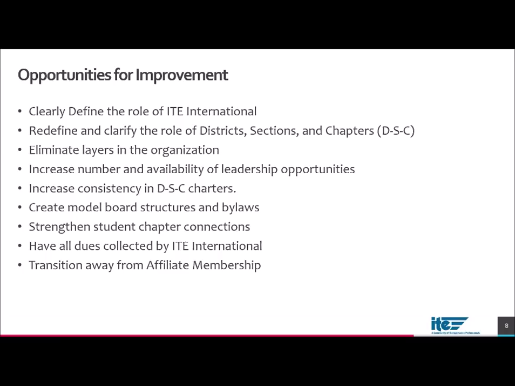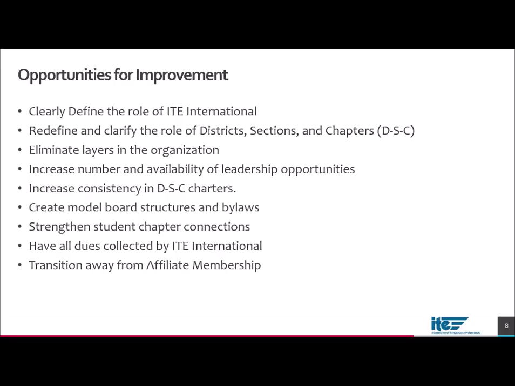We're in the process, a subcommittee of our task force is working on development of a model set of bylaws for districts, sections, and chapters that we will provide and work with the various districts and sections to develop new bylaws that have some consistency. That's not to say that they are all going to end up being exactly the same. There's a lot of reasons, due to the geographic makeup of the different districts and sections, that some of them need to be different, and that's understood. There's certain things, however, that we think should be consistent across the whole organization.